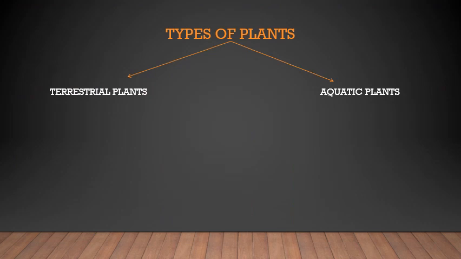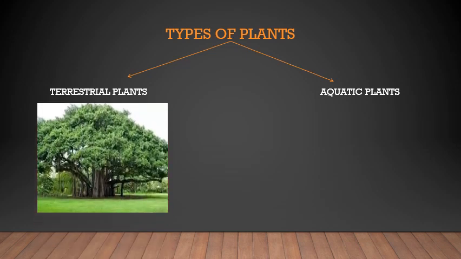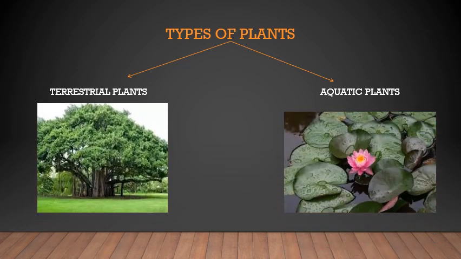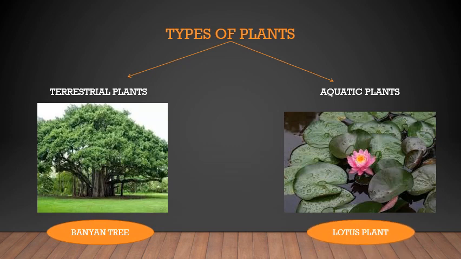Now we are going to see the different types of plants. Plants are mainly divided into terrestrial plants and aquatic plants. Terrestrial plants means the plants which live on land, like how the animals live on land, and animals which live in water, right? Like that, these plants live on land. The example given on your screen is the banyan tree. Now this banyan tree is an example of a plant that grows on land.